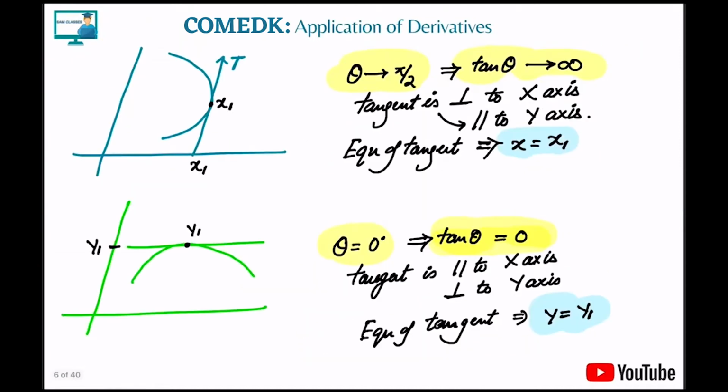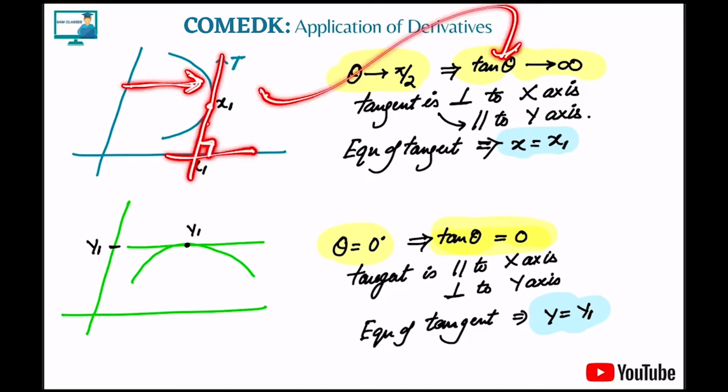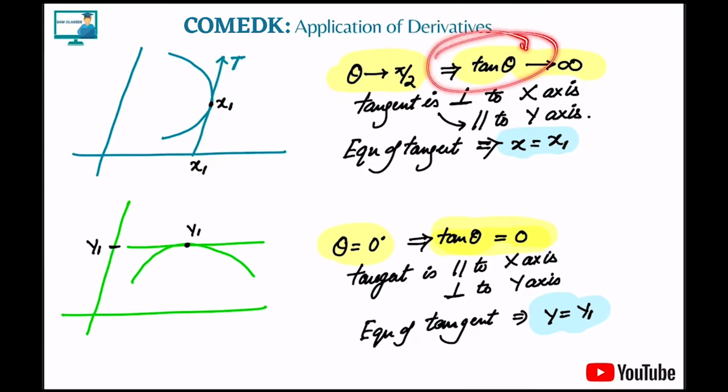Now, we have two cases of the slope. What happens is, at some points the tangent is perpendicular to the x-axis or parallel to the y-axis. Here tan theta is tan 90 degrees. We know that tan 90 degrees is not defined. So in that case, the equation of the tangent will be directly x equal to what? The equation of this line is equal to what?